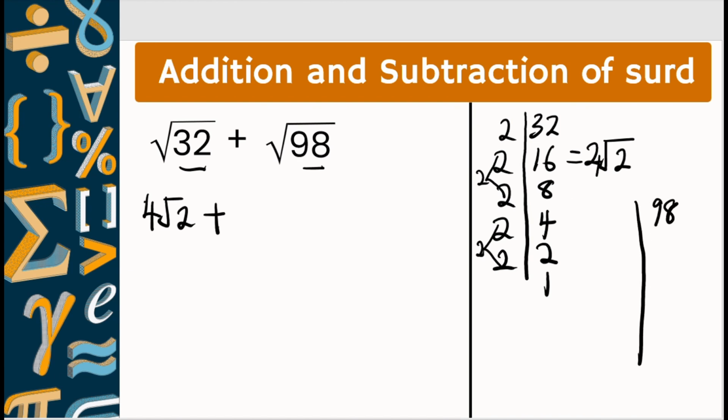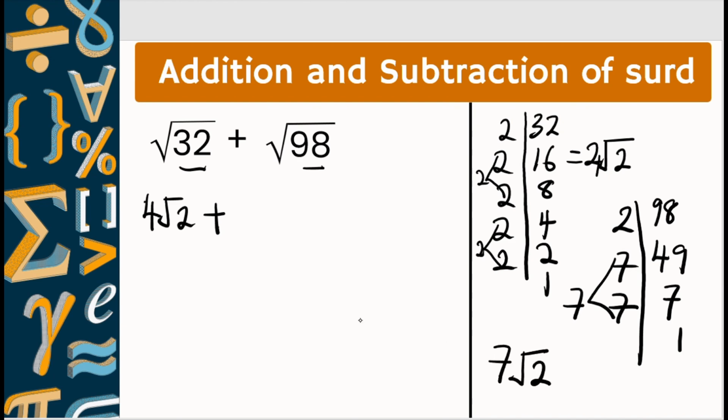To understand more on reducing Surds to their simplest form, you can check our previous video on that. Then 2 will divide to give 49, 7 will divide 7, and then 7 again, 1. So I'm going to group this into 7. Remember, product of the grouped, in square root the ungrouped. So this is 7 root 2. As we can see, these Surds are like Surds. Do you know why they are like Surds? Check our previous video to learn about like Surds and unlike Surds.